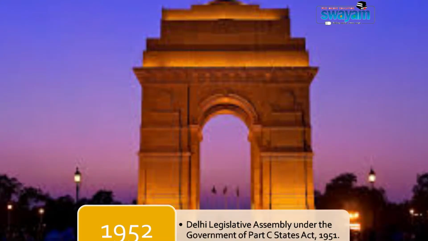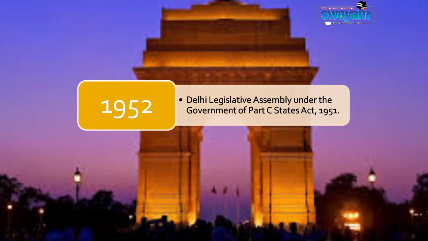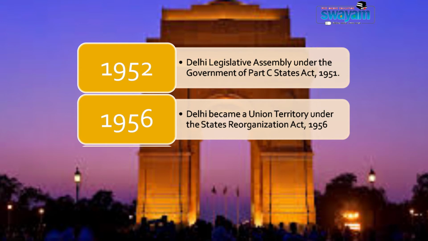In order to understand the legislative setup of the National Capital Territory of Delhi, we need to understand the evolution of the same. In 1952, the Legislative Assembly for the city of Delhi was established under the Government of Part C States Act 1951. Thereafter, in 1956, the Legislative Assembly was dissolved, and also the Council of Ministers was dissolved because the Union Territory of Delhi was born.